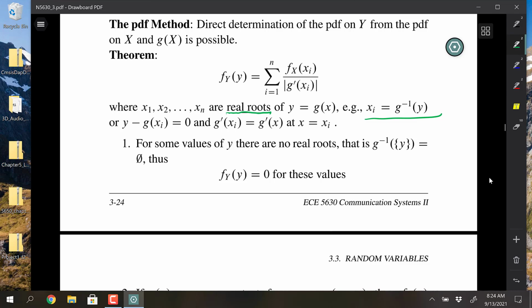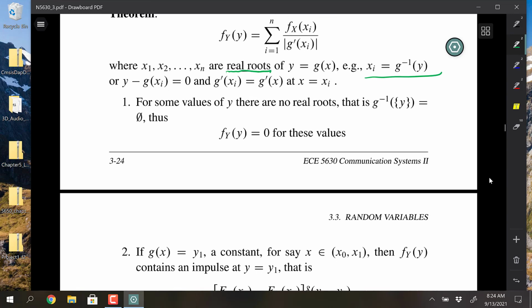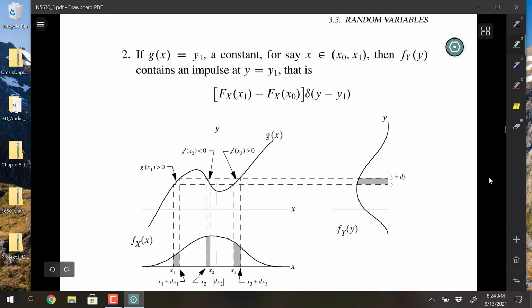And then there's an extra add-on to this saying if for some values of y there are no real roots, so that the inverse equals 0, then for these values there's no probability carried from the x-axis to the y-axis. And secondly, if the transformation function is a constant for some interval, then that's telling us that we end up having an impulse in the y random variable, because a lump of probability, a region of the x-axis, is all mapped into the same point, giving a constant value in the y-axis, and so you represent that with the delta function right here.